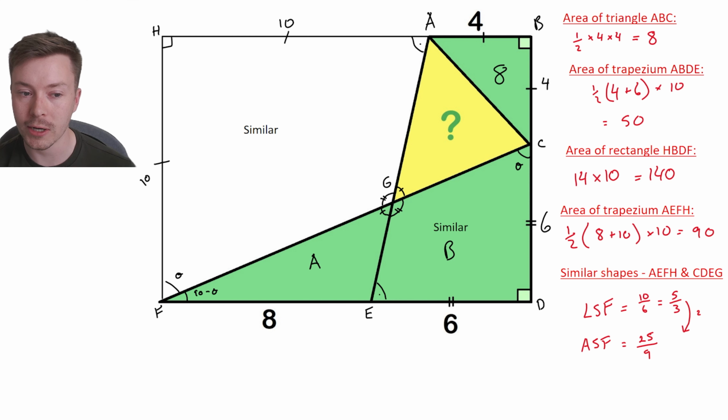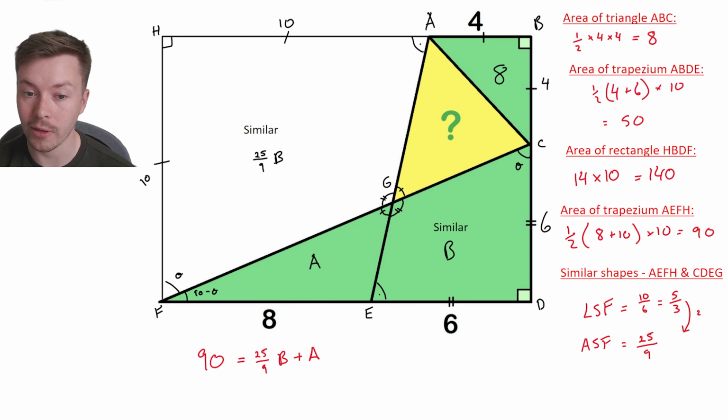And then using my scale factor, this must be 25 over 9 B. Okay, because obviously it's bigger, so I'm going to multiply that B by my scale factor. Now what that gave me, using that left trapezium and using the triangle CDF, is two equations. The first one is using the trapezium. So I've got 25 over 9 B, that area, plus A, the area of that, must be equal to the area of the trapezium, which we said earlier was 90.